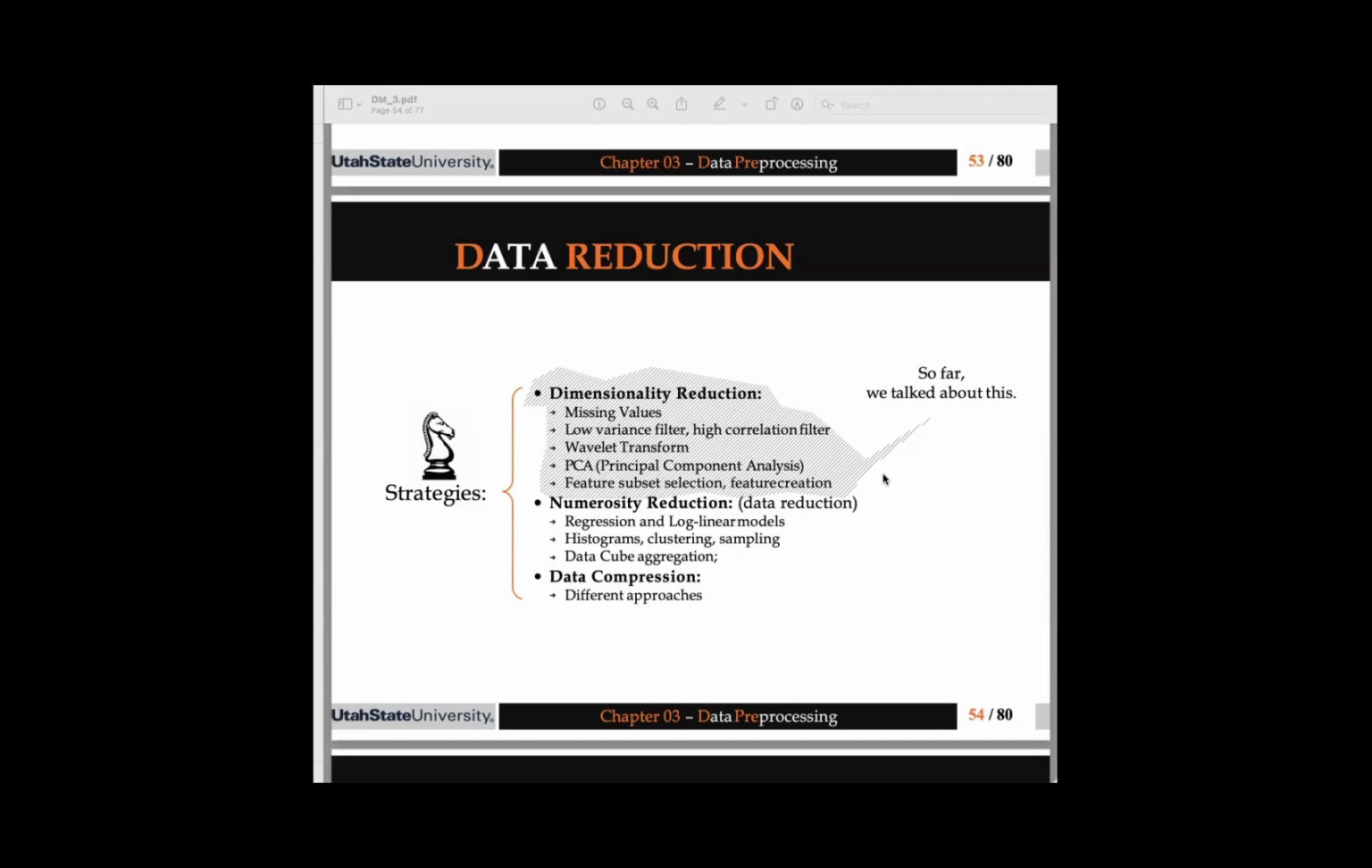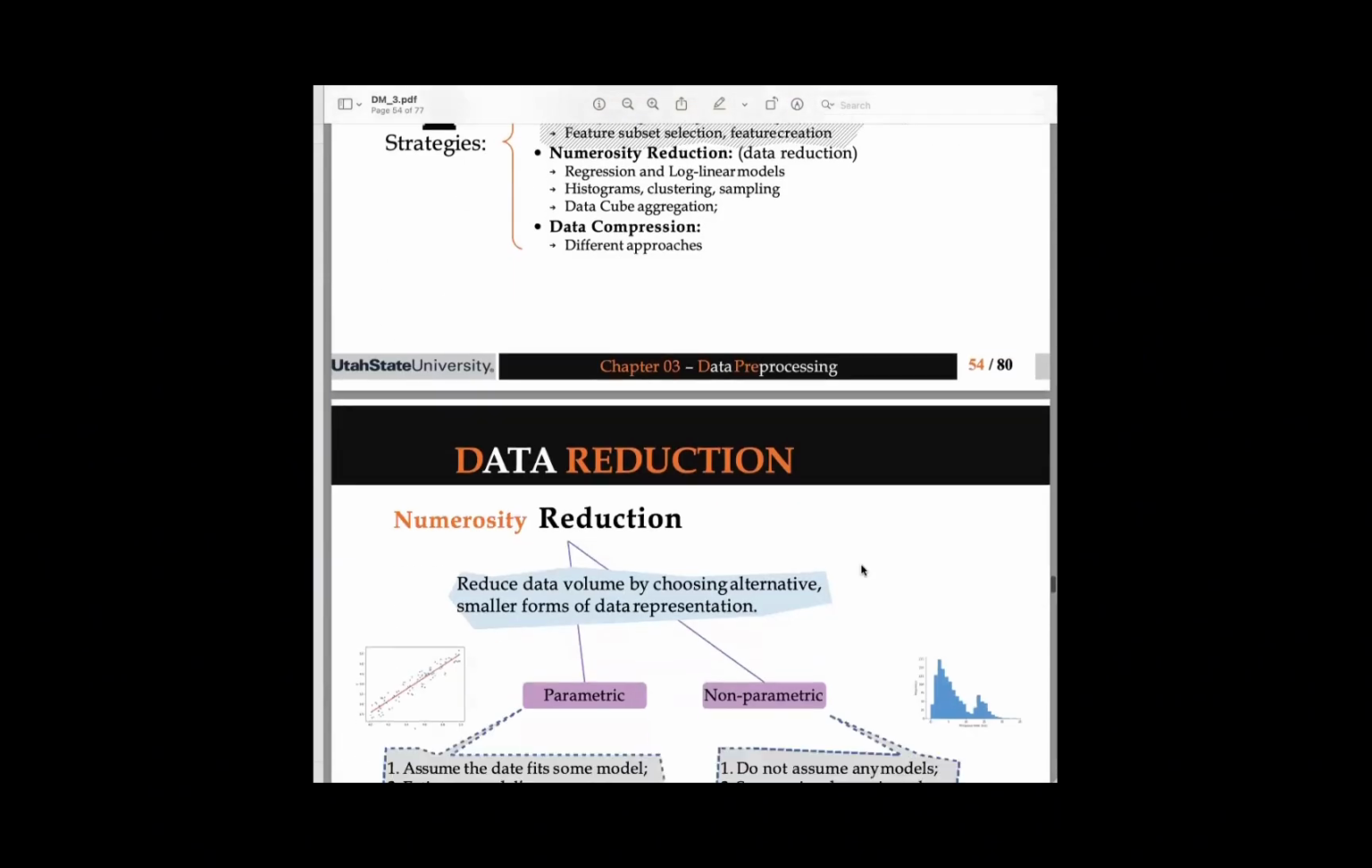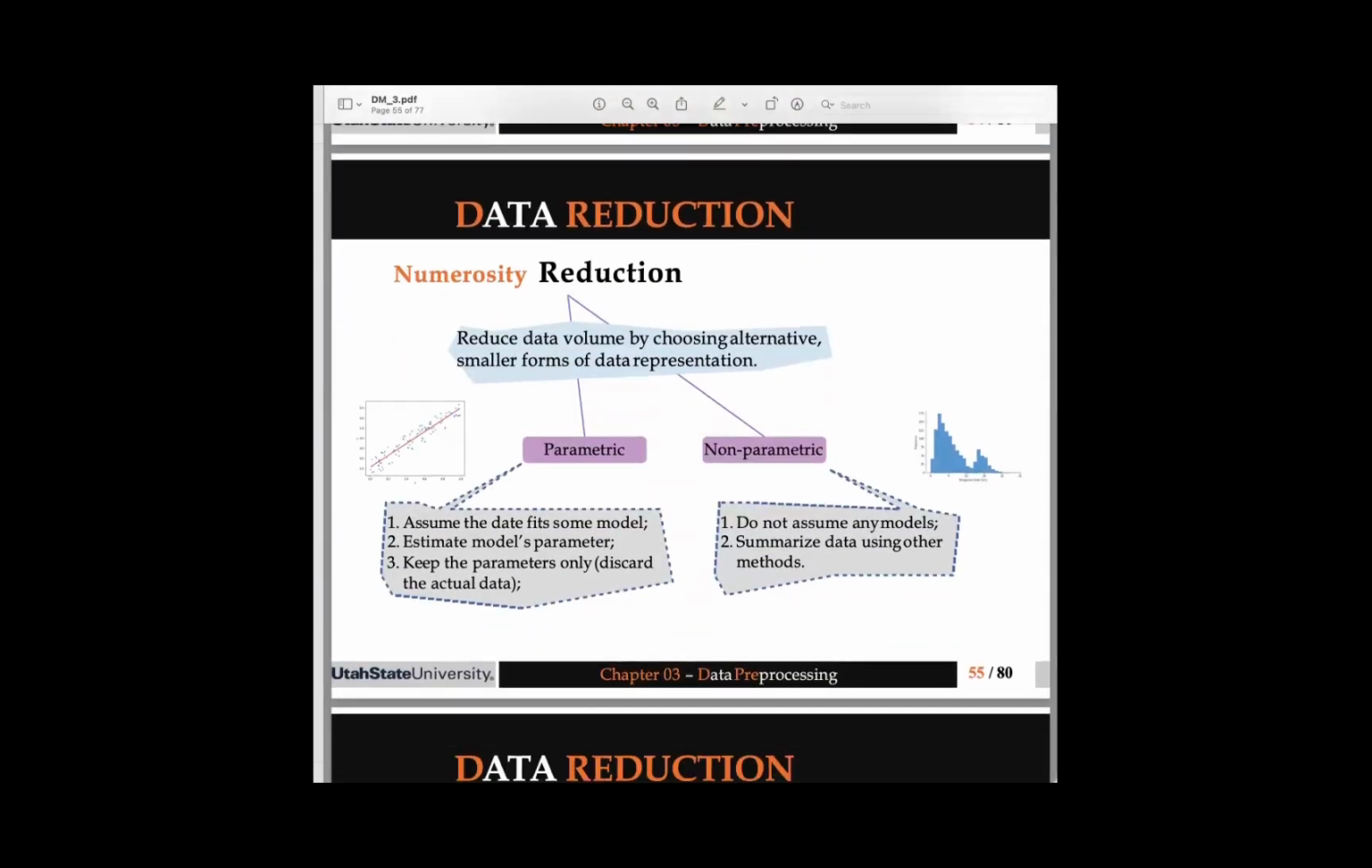In fact, starting from this slide, we will shift our focus to another major category, which is also called numerosity reduction. So, instead of reducing the number of features, we would like to reduce the number of data points or the size of the data set itself. So think of this as a transition: everything above is what we already covered. Now we will move to a new idea of data reduction here.